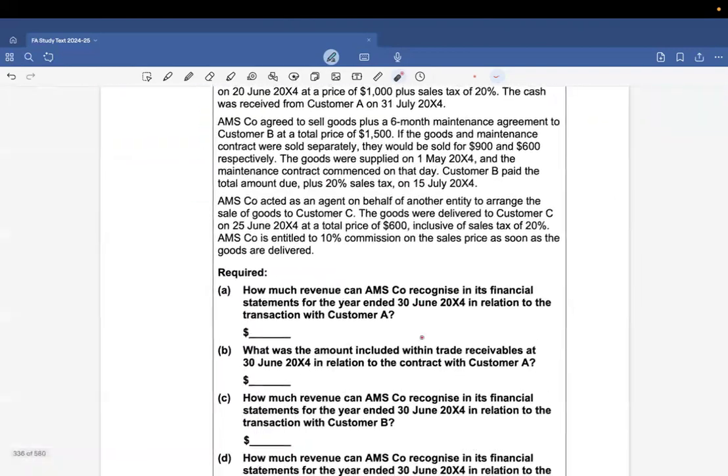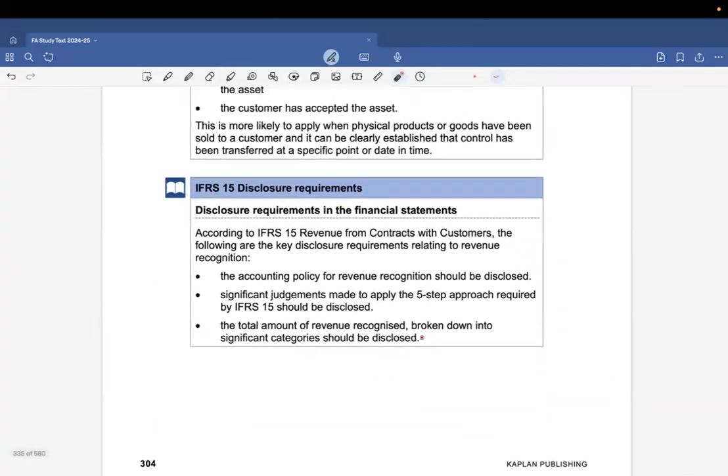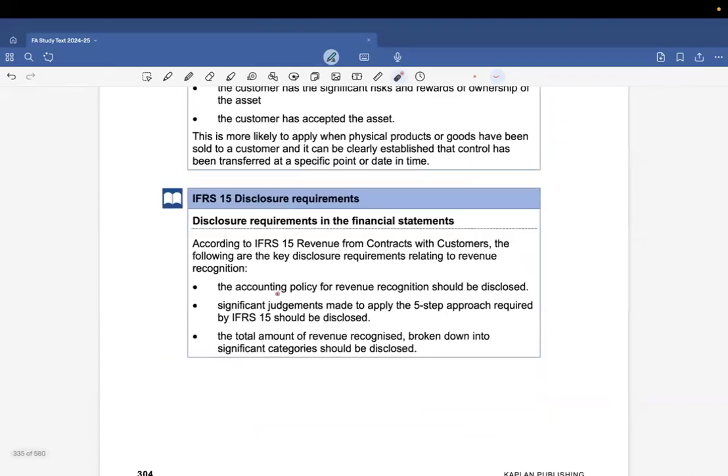Now, IFRS 15 requires you to make certain disclosures. According to IFRS 15, what are the disclosures? We are going to discuss it. The first one is that the accounting policy for the revenue recognized should be disclosed. Whatever accounting policy you have come up with, you have to give it in the notes to accounts. Next, while recording, you could have made many significant judgments regarding the five-step approach that we have discussed, so you have to write them down. The last one is that whatever total amount of revenue is recognized, how it is broken into significant categories, you should also disclose that.